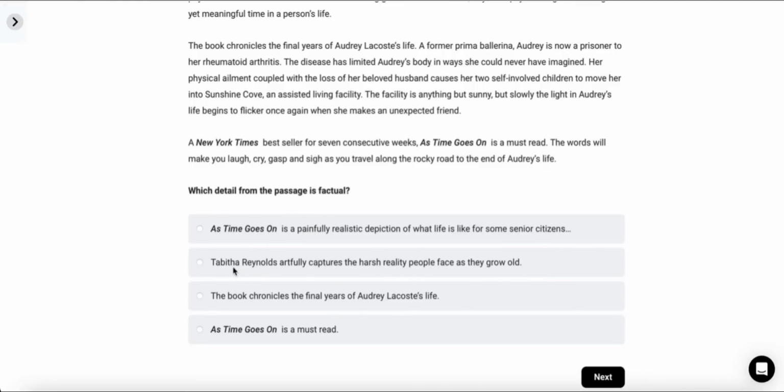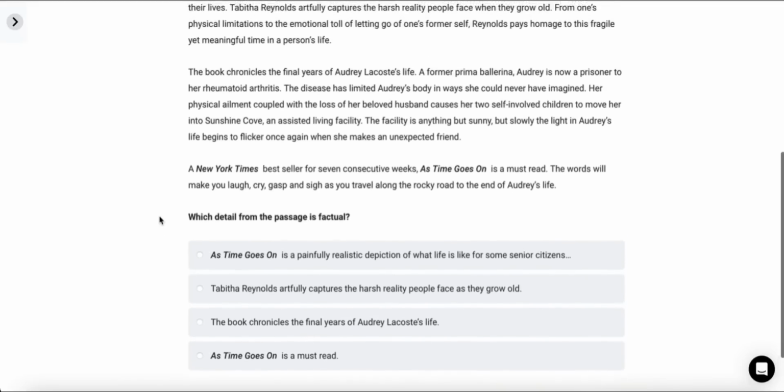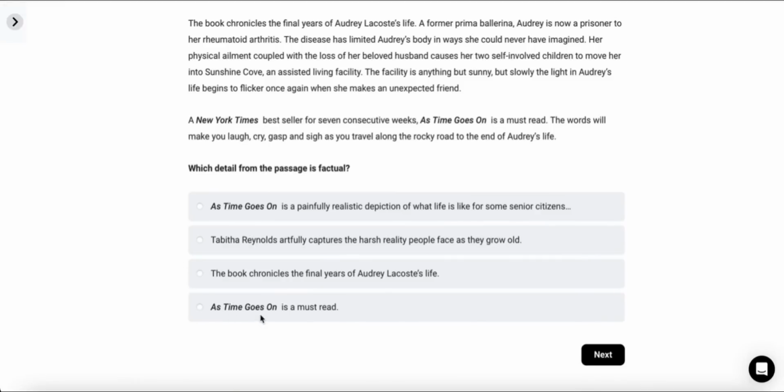Again, the answer choice, Tabitha Reynolds artfully captures the harsh reality people face as they grow old, is again not necessarily the case. It could be and it couldn't be. The book chronicles the final years of Audrey Lacoste's life. This seems to be the correct answer. And finally, As Time Goes On is a must read. This is a strong encouragement, but it's not a fact. It's a suggestion that the author is making towards the audience. So the correct answer is this one here.